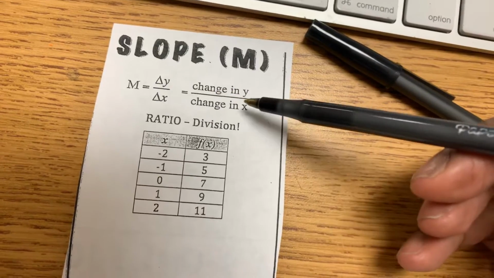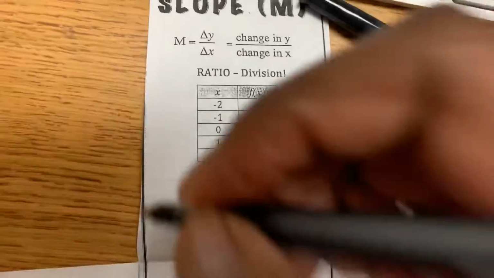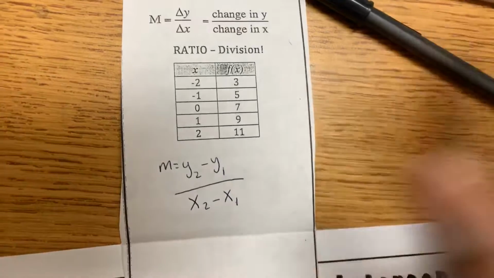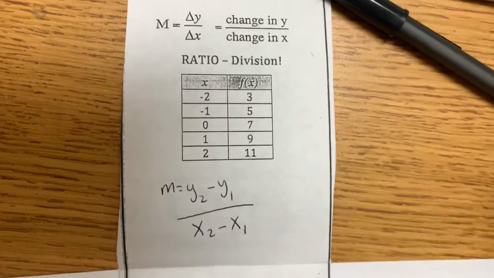It's still the change in y divided by the change in x. The slope formula is m is equal to y2 minus y1 divided by x2 minus x1. Now, it does not matter which 2 points you use. These are points that all make up this line.